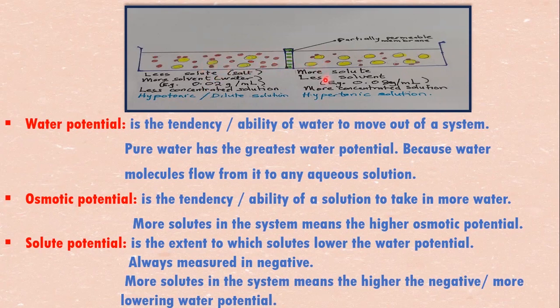This one has less water potential, right? Because the water molecules are fewer here than here. Now, this solution has a higher tendency of absorbing water molecules than here. So this one has a higher osmotic potential than this one.